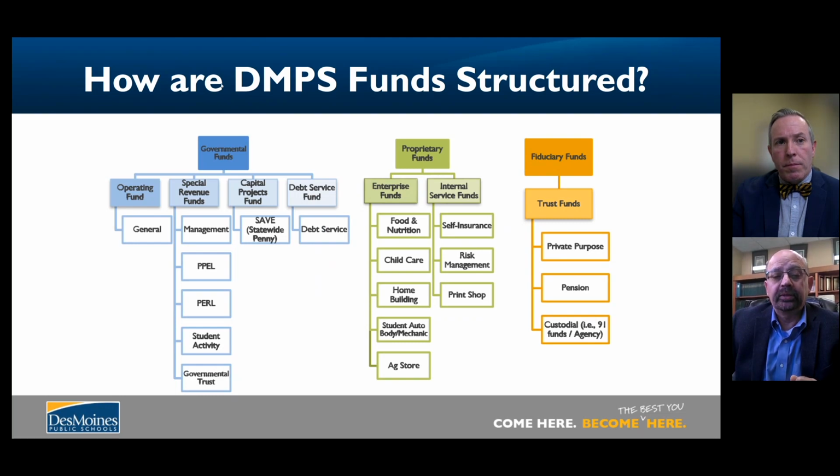And then we have internal service funds, which include self-insurance, which pays for the health insurance of all the staff, and risk management, through which we insure our property and casualty, and through which we had recently purchased a cybersecurity insurance that paid for that incident. So all those different items come from risk management. And then we have the print shop. Then we have the fiduciary funds, which consist of the pension, the custodial, and others.